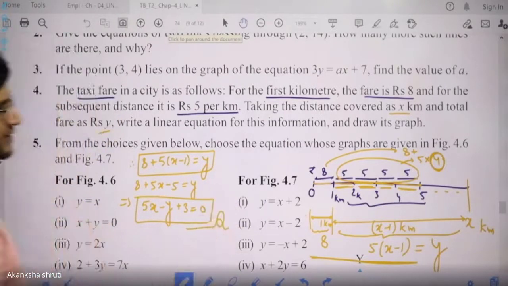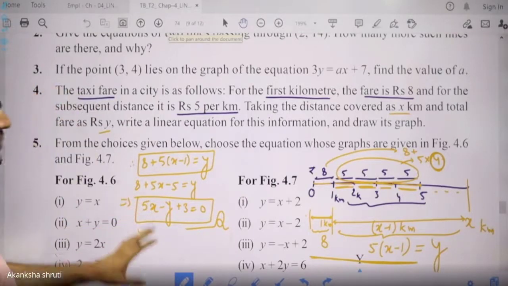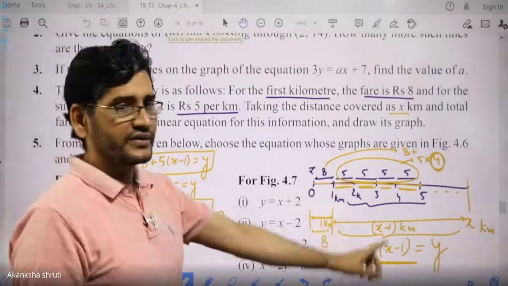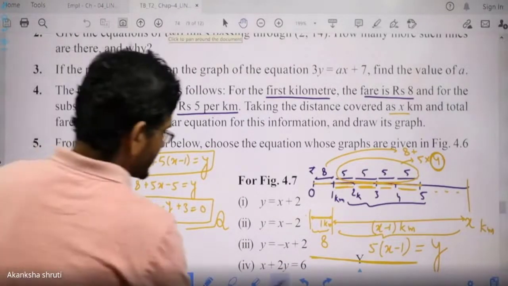So it is a word problem based question. Very important and very good question. It is asked in class 10th. So students, this way we have learned all these things.